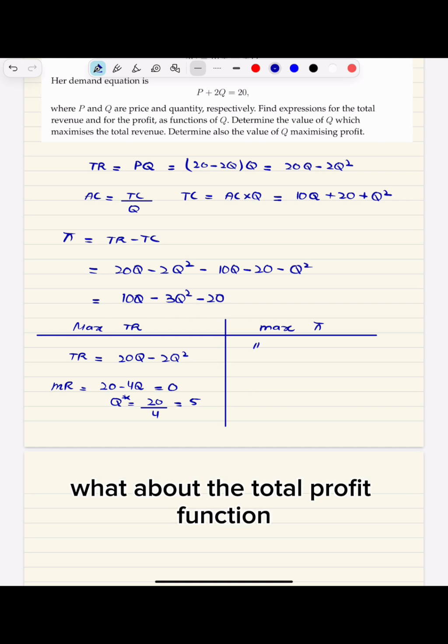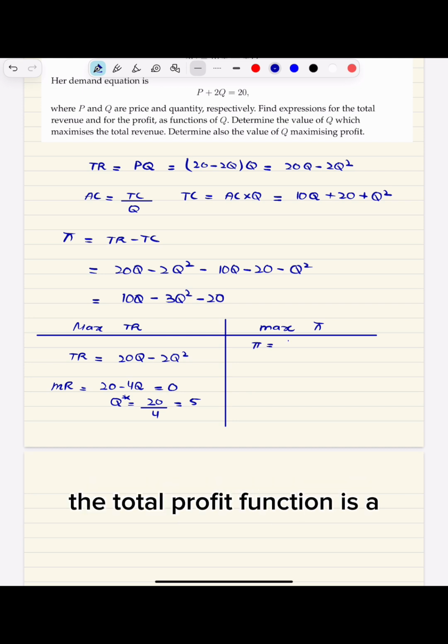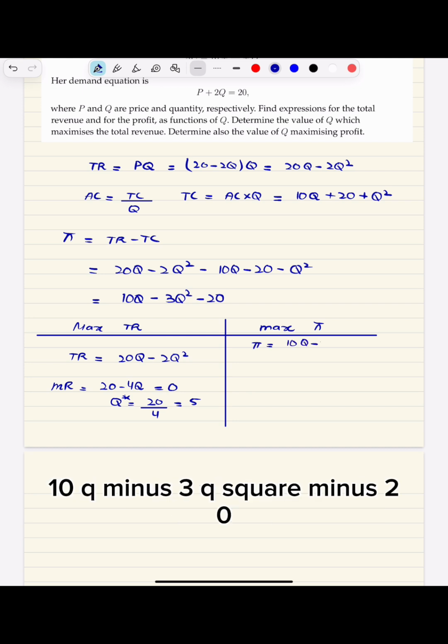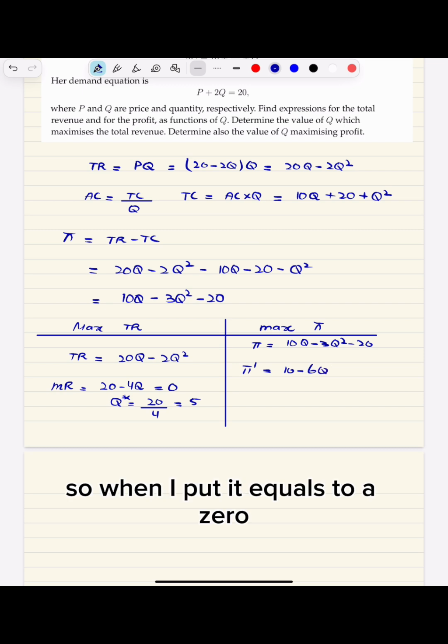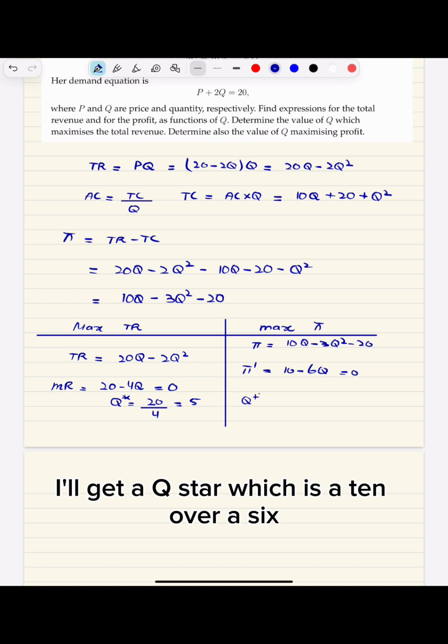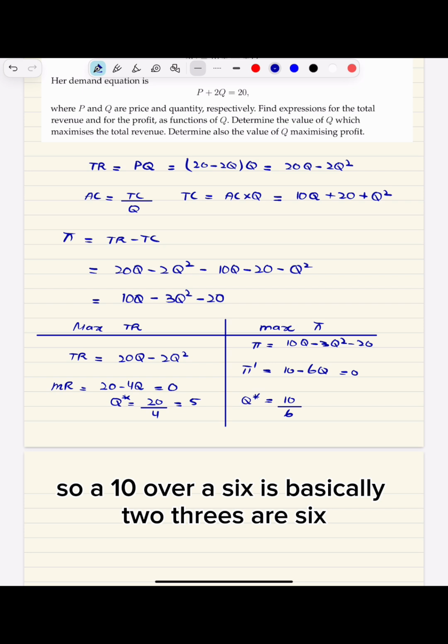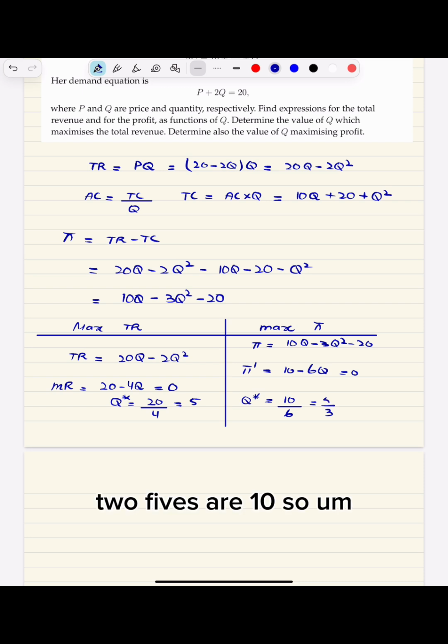What about the total profit function? The total profit function is 10q minus 3q square minus 20. The derivative is 10 minus 6q. So when I put it equal to 0, I'll get a q star, which is 10 over 6. So 10 over 6 is basically, 2 threes are 6, 2 fives are 10.